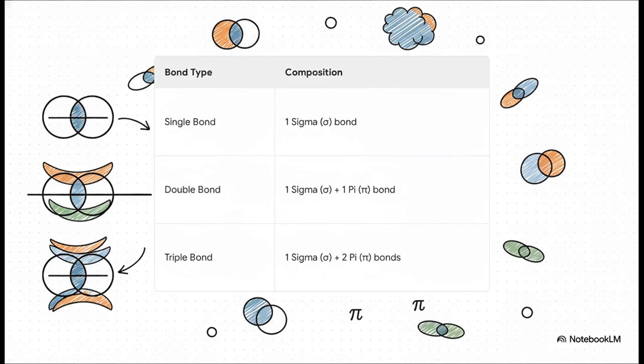The recipe is actually so simple. A single bond, that's just one sigma bond. Easy. A double bond, well, that's your foundational sigma bond plus one of those pi bonds. And a triple bond, you guessed it, one sigma bond plus 2 pi bonds. It's this beautifully simple logical system.